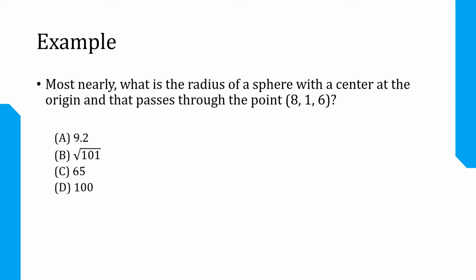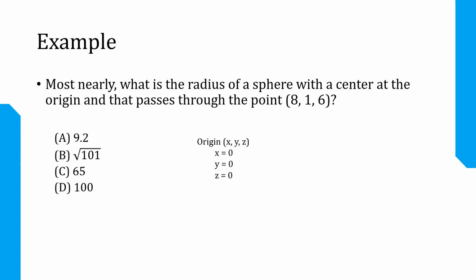So after introducing that equation on the previous slide, it's perfectly okay to not fully understand this content yet. So I think the best way to kind of introduce it even further is to provide you with an example problem. So the problem states, most nearly, what is the radius of a sphere with a center at the origin, and it also passes through point 8, 1, 6.